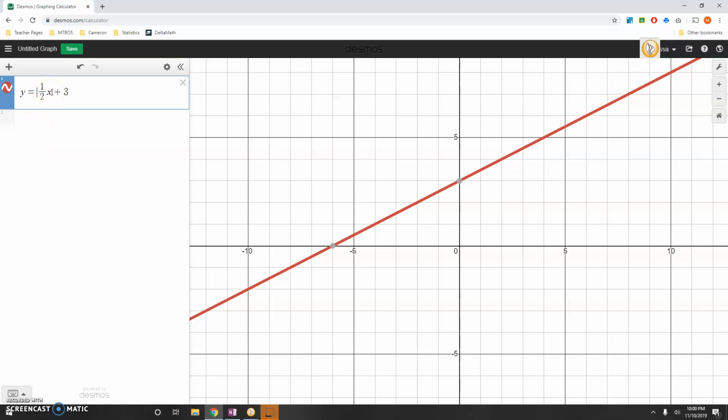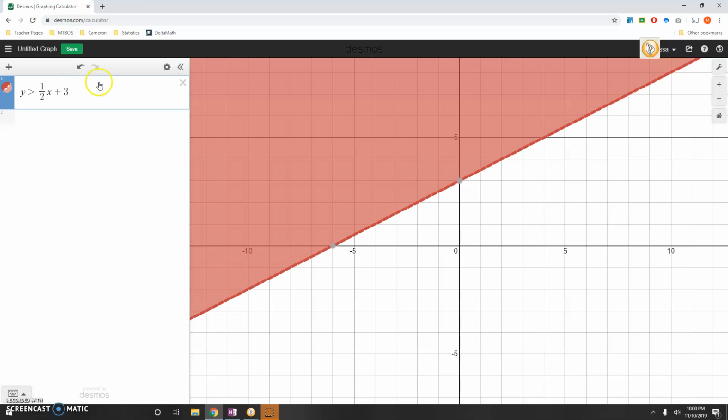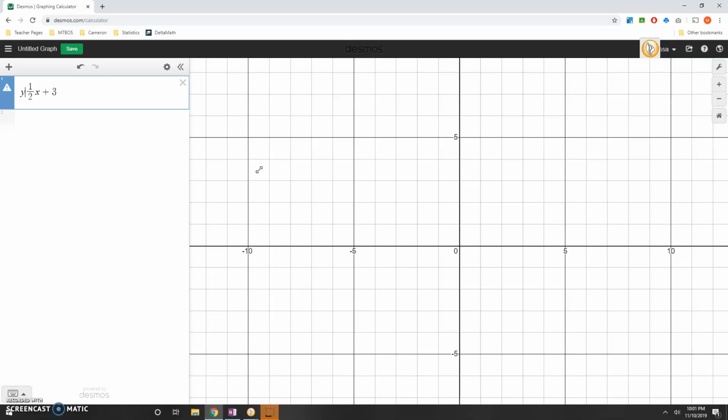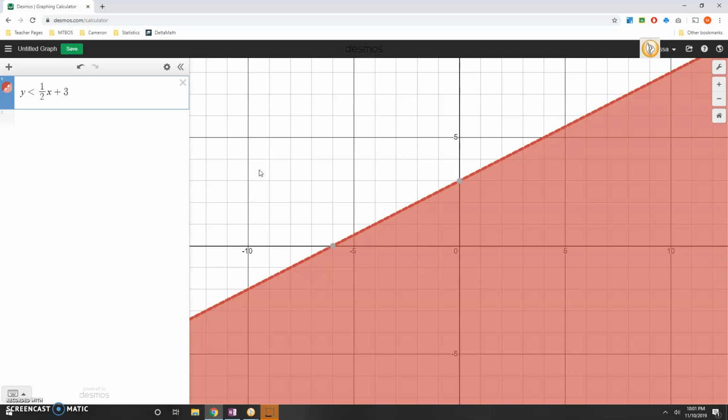However, if I change this equal sign into a greater than sign, sure enough, I don't just have solutions that are on the line. I have solutions that are above. This is greater than. So if I have just a greater than sign, I am shaded above the line. If I change that to a less than sign, I am shaded below. Those are where all of my solutions are.